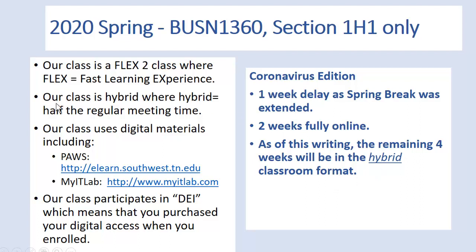Now, let's talk about what is a hybrid class. So when you signed up for class, it was a fast learning experience class. It was 7 weeks, and it was also scheduled as hybrid. And what hybrid means is that we're meeting together. We are face to face only half of the time that we would normally meet.